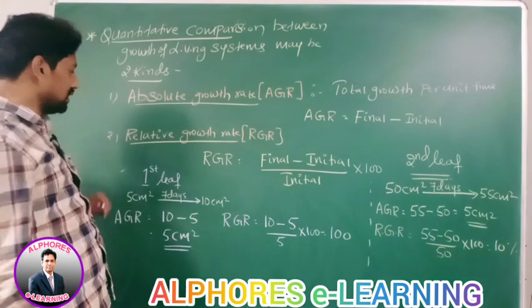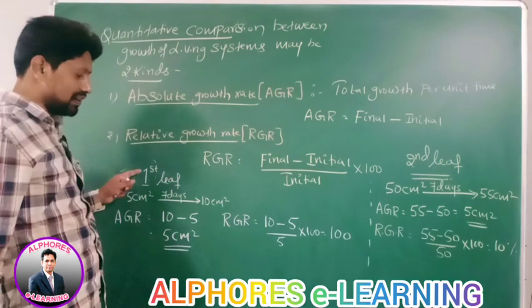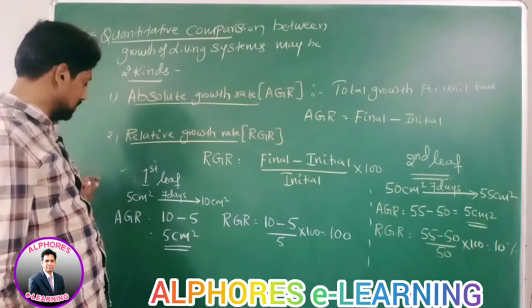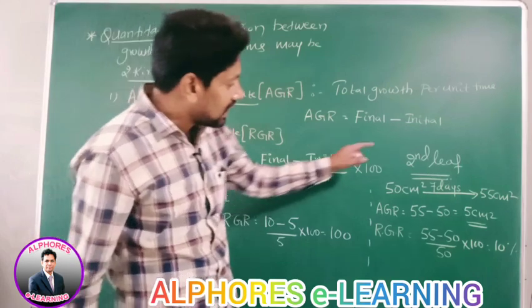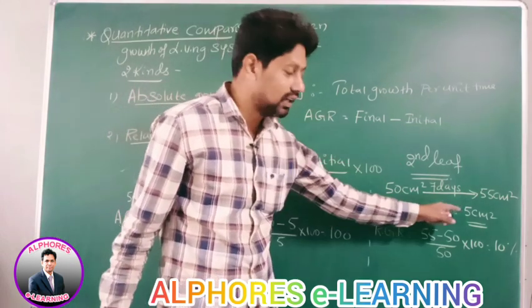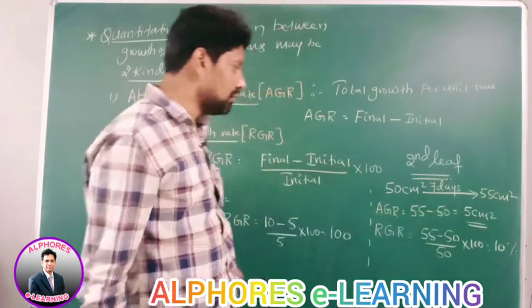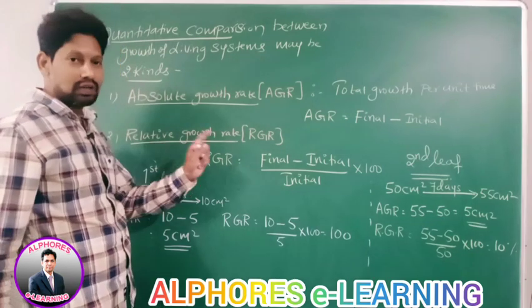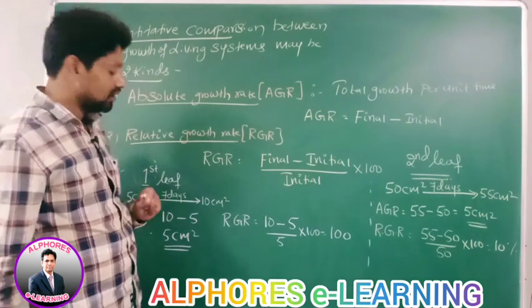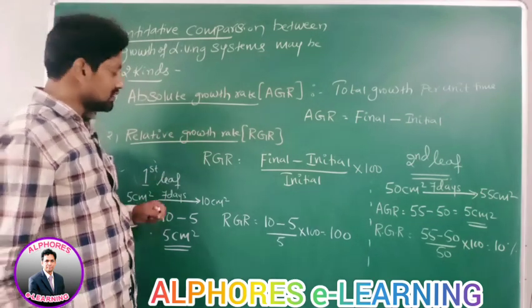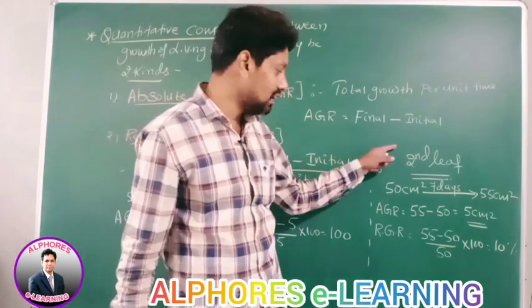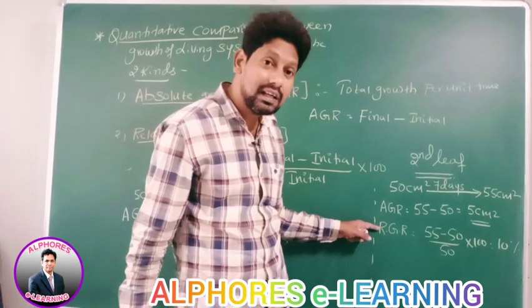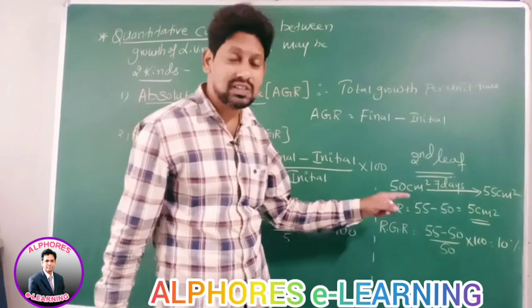In the first leaf, absolute growth rate is 5 centimeter square. In the second leaf also, absolute growth rate is 5 centimeter square. It means absolute growth rate of the two leaves is the same. Now go for relative growth rate. In the first leaf, the relative growth rate is 100%, whereas in the second leaf, the relative growth rate is how much?